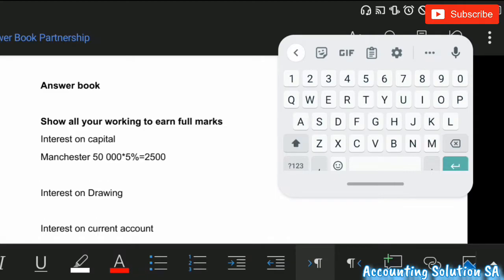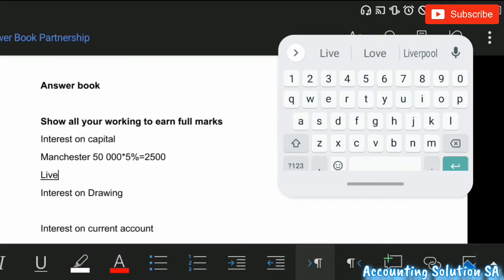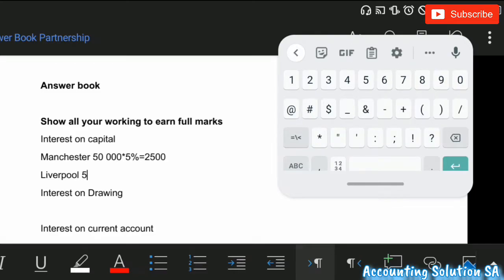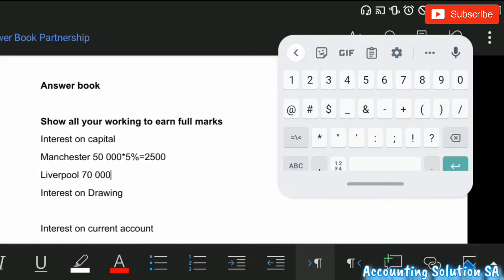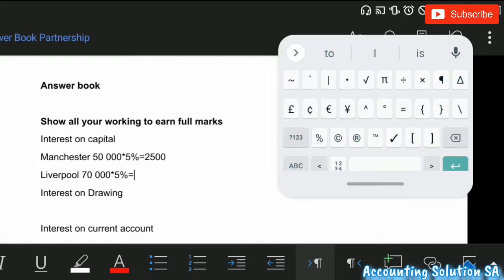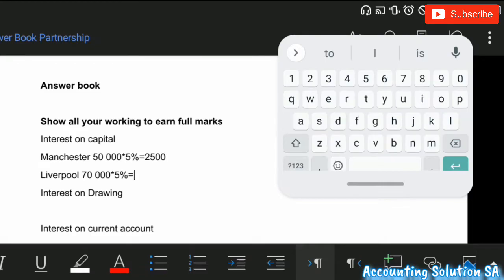Then from there you calculate for Liverpool. In Liverpool, remember we have capital of 70,000. We also multiply by 5%. Then if you calculate this, it's going to give you 3,500. Simple as that, guys.